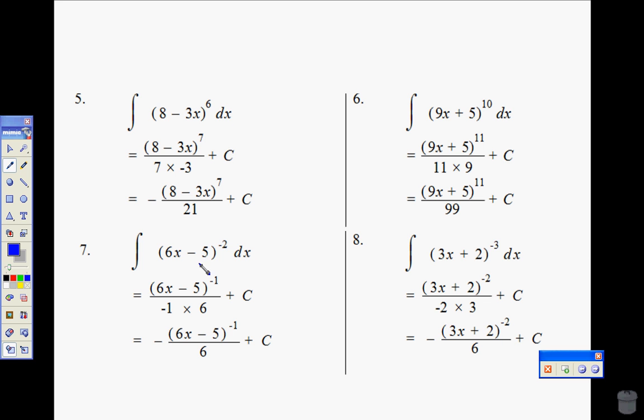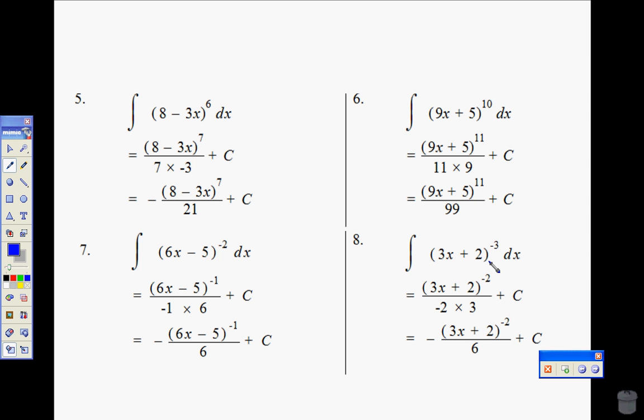6x minus 5 to the power of minus 2, again we're going to have to add, so don't forget, minus 2 plus 1 goes to minus 1. Don't make the simple errors. So divide by the minus 1, and we're dividing by 6. So the minus 1 times 6 will just give us a minus 6 there. If you want to write that with a positive indice and put it on the bottom, you can do that. But we're quite happy to see it in this form.